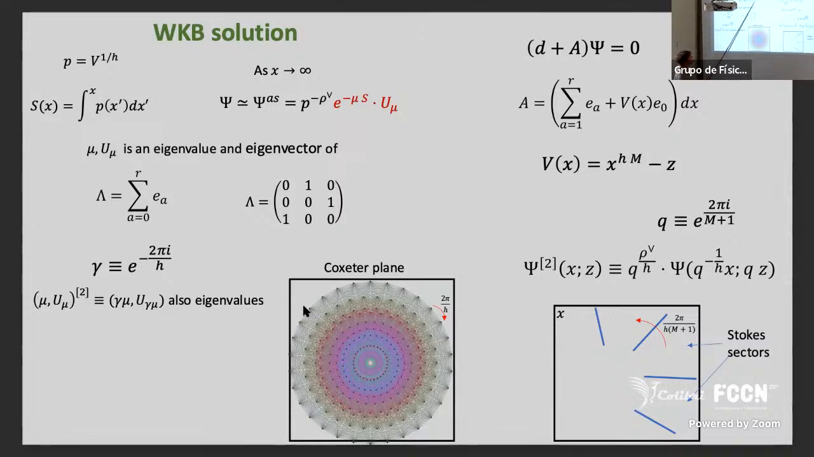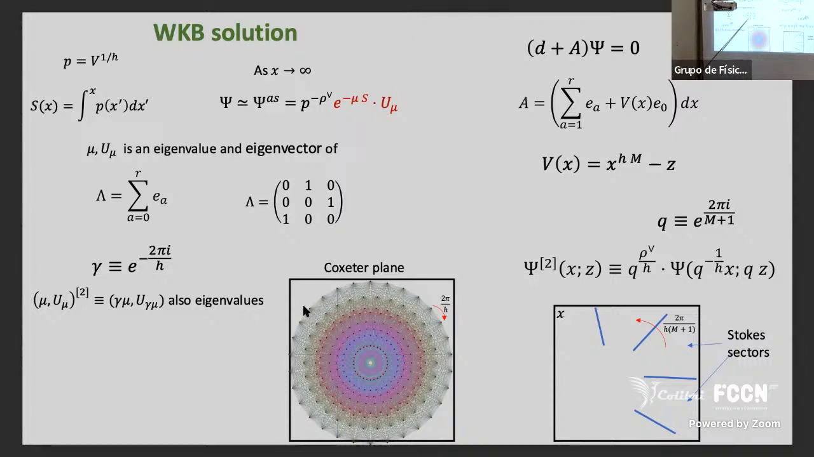And then we have the exponent of minus mu. Mu is a number, S is this action variable, so S is a function of x in this way. And then we also have a vector, which is a constant vector that doesn't depend on x. So mu and u mu solve an eigenvalue problem for the following operator: the sum from 0 to r of all E_A operators, now with 0 included.